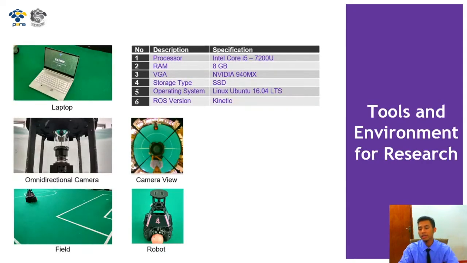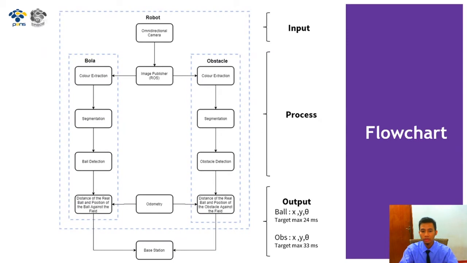And these are the tools and environment for my research. We can see I use a laptop with a Core i5 and 8 GB RAM, and I also use an omnidirectional camera as the sensor, and I also use the field. And this is the robot. I take robot number 4, and the system is running on Linux Ubuntu 16, and the ROS version is Kinetic.